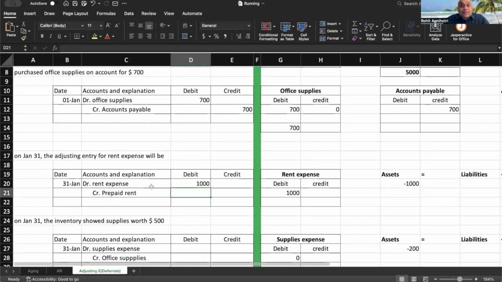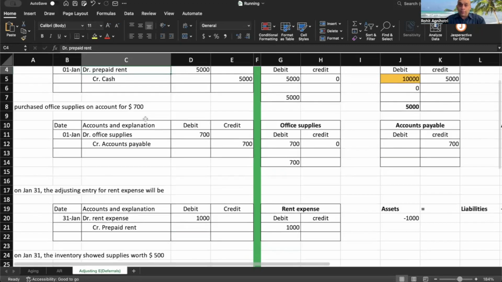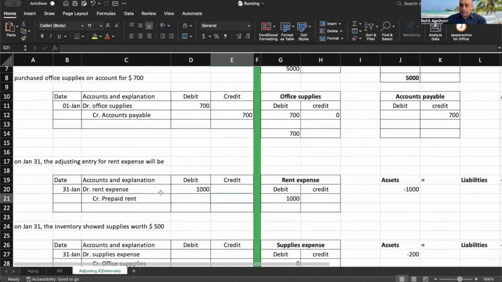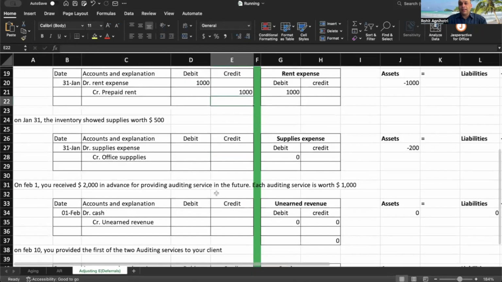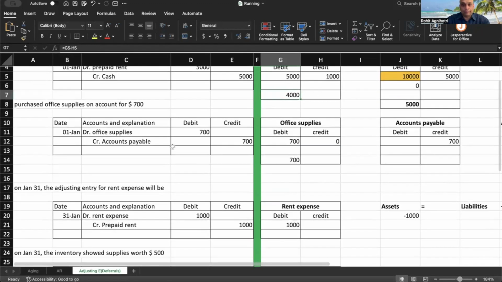And where did this $1,000 come from? Obviously, it didn't come from cash because you have already paid cash before. So where did it come from? It came from your prepaid rent asset. So instead of $5,000, now your prepaid rent asset is going to go down $1,000. And you will see that now the balance for prepaid rent is $4,000. So 5,000 was the beginning balance because you made that payment. You used 1 month of rent. Your balance is debit $4,000 in the prepaid rent account.